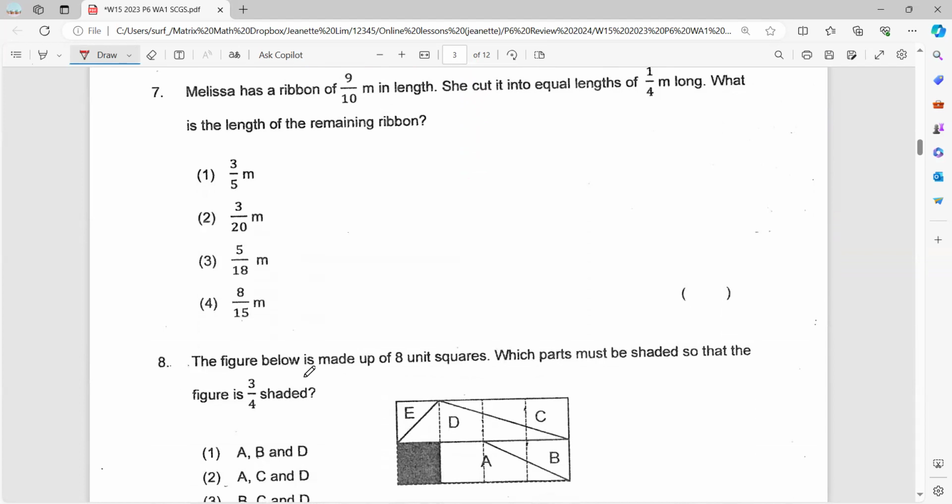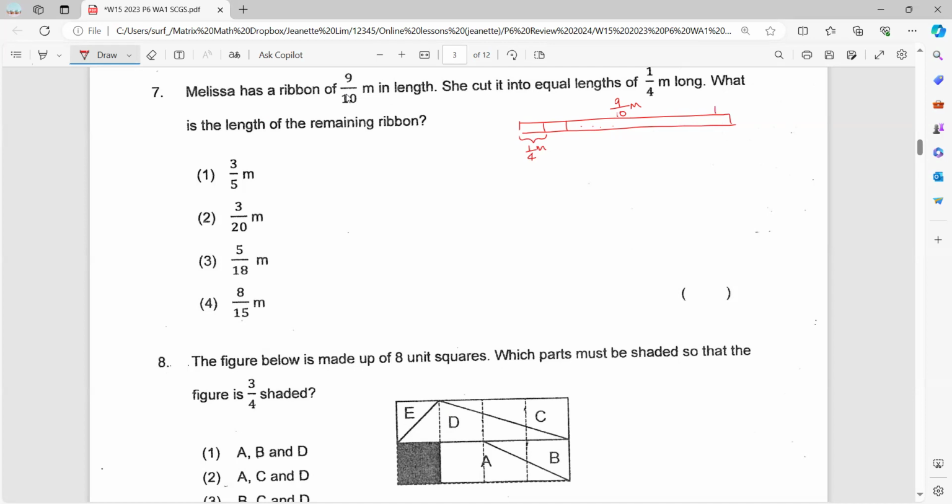Question 7, Melissa has a ribbon of 9/10 meters in length. She cut it into equal lengths of 1/4 meters long. What is the length of the remaining ribbon? Okay, so this is the total, 9/10 meters, and she's cutting it into many pieces. Each piece is 1/4 meter long. So we have to divide. Basically this is the ribbon, which is 9/10 meter long, and she's going to cut it. We don't know how many pieces, but each piece here is 1/4 meters.